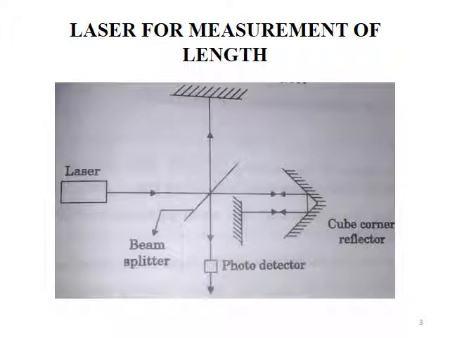One of the beams emerging from the beam splitter is reflected by a fixed reflector and the other by a cube corner reflector. The two reflected beams interfere to produce either constructive or destructive interference.